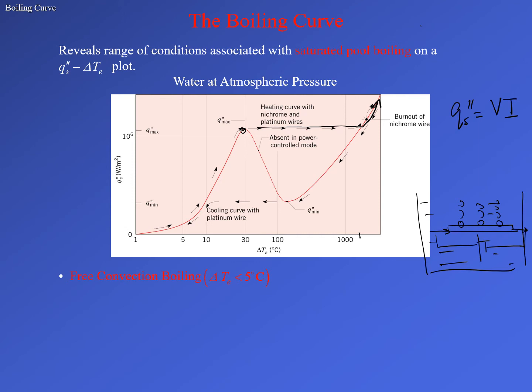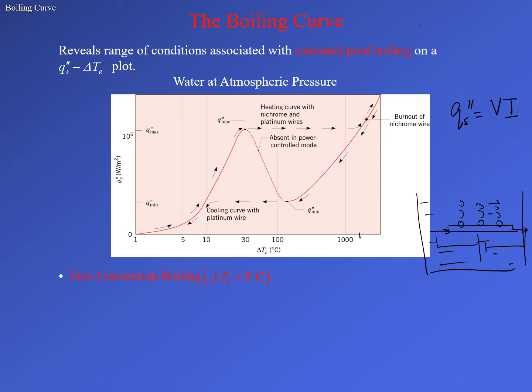And then what was done was that the potential difference across the platinum wire was started to reduce. So when we reduce the potential difference across the platinum wire, the wire started to cool.